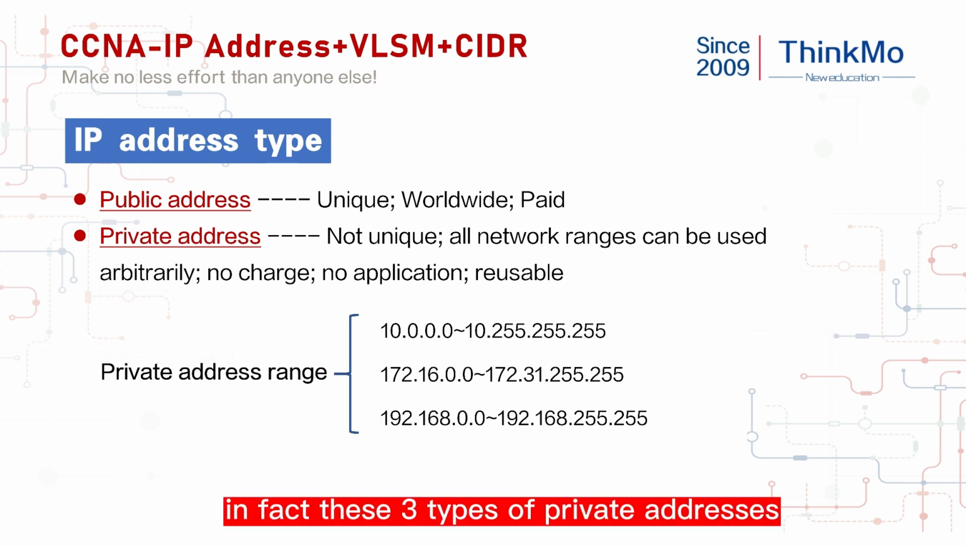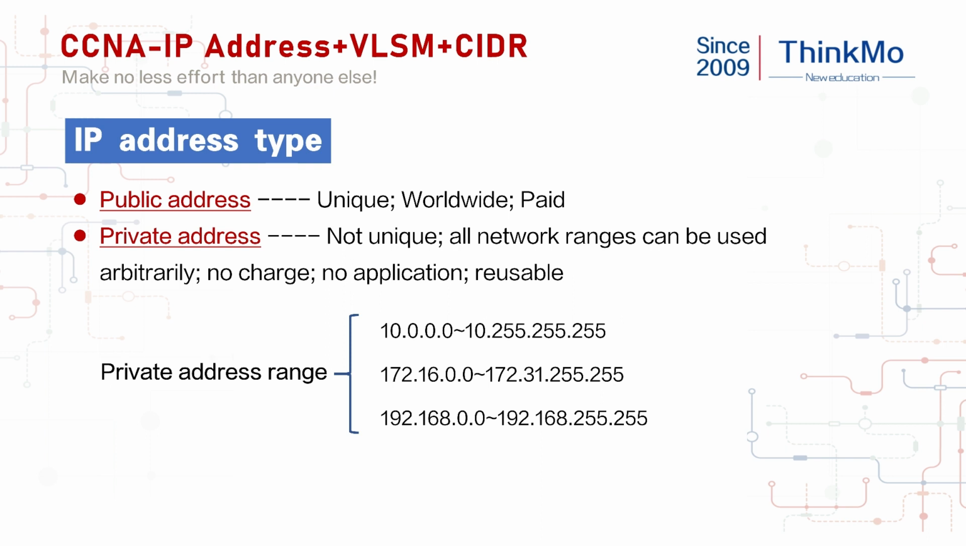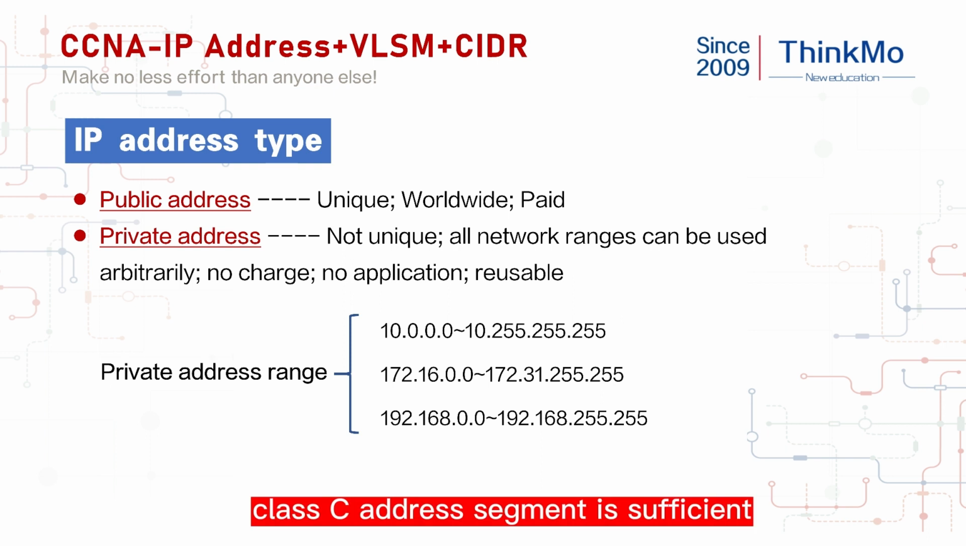In fact, these 3 types of private addresses can be used to distinguish small, medium, and large corporations. Generally for small businesses, a Class C address segment is sufficient.